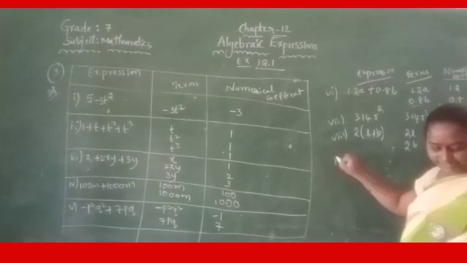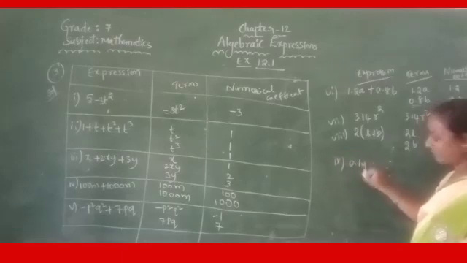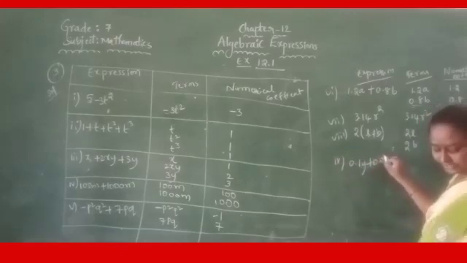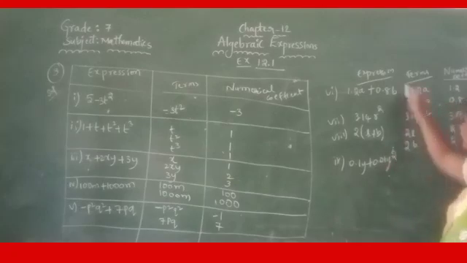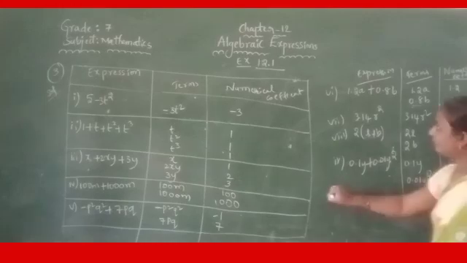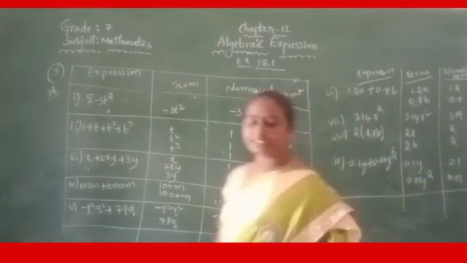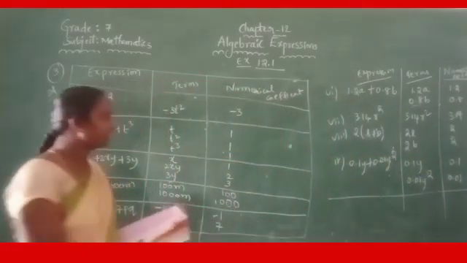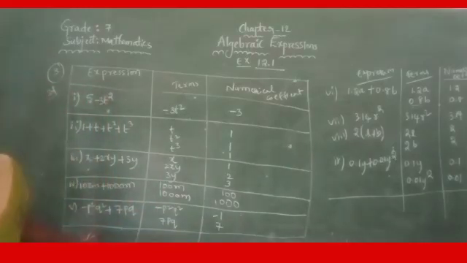And finally the 9th one, 0.1y plus 0.01 y square. Right, how many terms here? Yes, 2 terms: 0.1y, 0.01y square. So the numerical coefficients are 0.1 and 0.01. So very easy now, children. Like this you have to identify the terms and write the numerical coefficient.